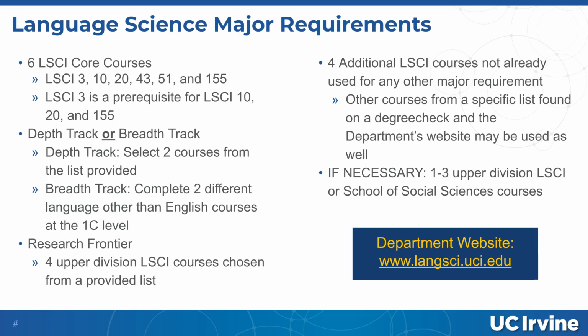We will now go over the specific degree requirements for the language science major. The first requirement consists of the language science core courses. Students must complete 6 courses for this requirement: LSci 3, 10, 20, 43, 51, and 155. These courses cover foundational topics such as linguistics, phonology, and syntax, and are designed to establish a strong understanding of the building blocks of language.